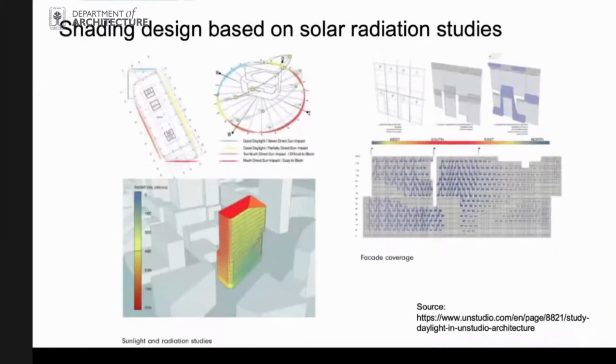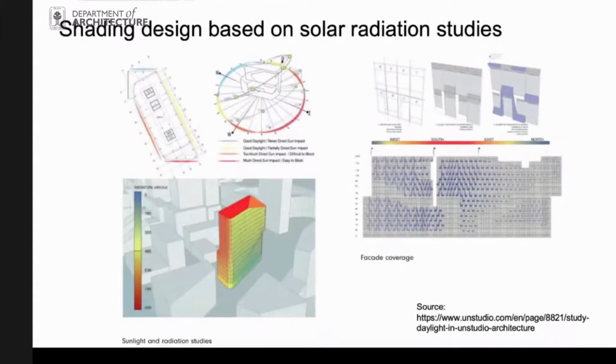We can also use this kind of solar radiation study on our building envelope to find the right position of the shading. We don't need to put shading over the whole wall of the building envelope, but can select it based on the solar radiation studies. Where there is too much solar radiation, we can put shading on it, but in the area which has less solar radiation, we can remove the shading from that area.